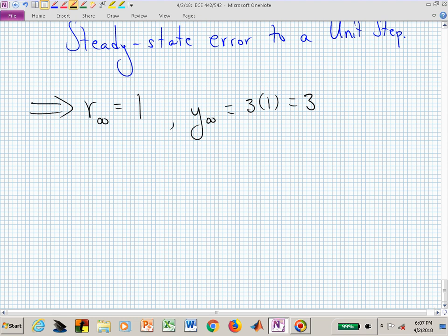I'd love that if that was my bank account, right? I put in $1 and I get 3 out. But this is now a dynamical, well, I guess your bank account could be considered a dynamical system, but this is probably some other kind of system. What's the steady state error? That's now r of infinity minus y of infinity. That's the output of that summing junction in our closed loop block diagram in the steady state. And that's now 1 minus 3, or minus 2.